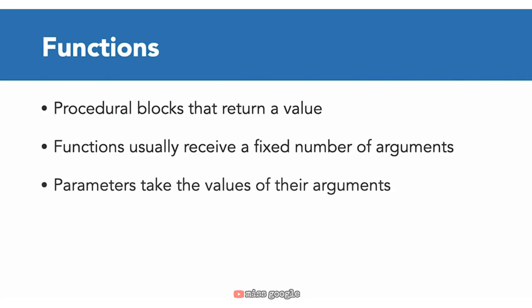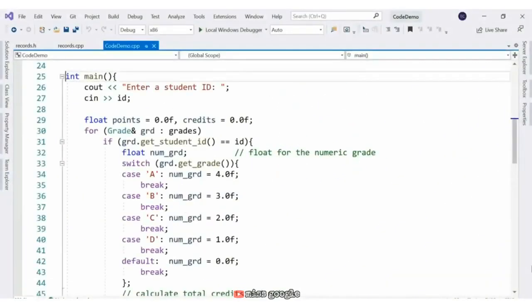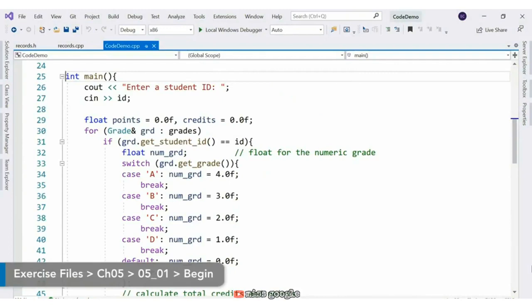Now, there's a distinction between the terms parameter and argument. Arguments are the variables or constants that are sent to the function when it is called. Parameters, on the other hand, are the variables in the function that take the values of their arguments. Also, functions may be global or they may be members of a class, just the same we call methods in Java and Python. Let me show you how to define both types of functions.